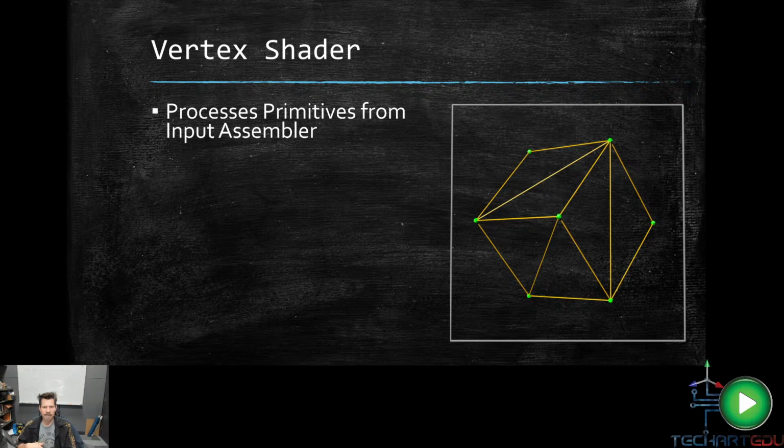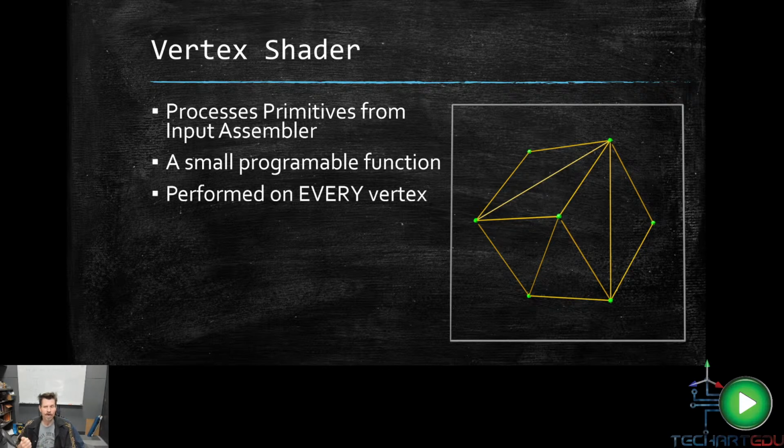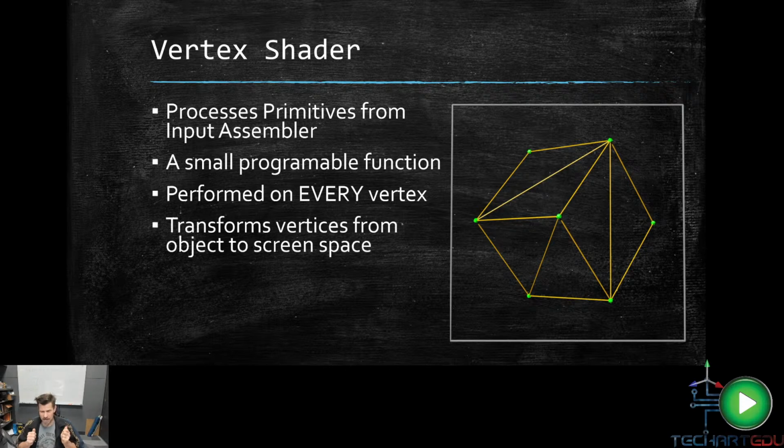Okay, we go on to the next stage, which is the Vertex Shader. Now the Vertex Shader gets the information from the input assembler and then it does a process. It is a small programmable function. That means that this is a stage that is fully programmable and this function is performed on every single vertex. And the only obligation that the Vertex Shader has to accomplish is that it transforms the vertex from object space to screen space.